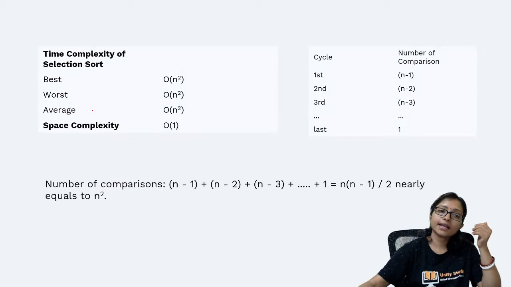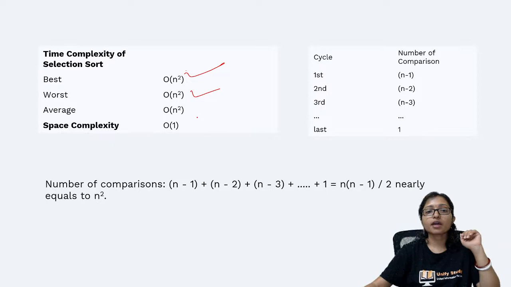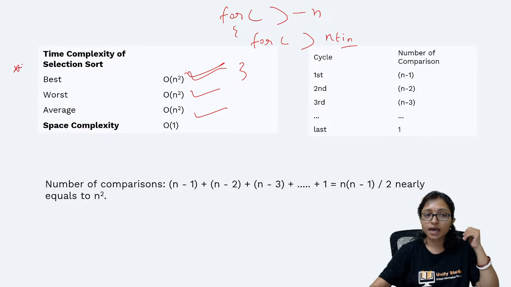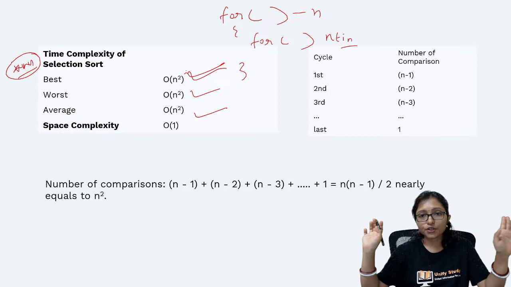Best case also n square. Worst case also n square. Average case also n square. Because of 2 for loops, the outer for loop and the inner for loop. This is always working n times, and this is also working n times, and that's why it will be n square. And the complexities are very, very important. Clear? Clear to everyone? Simple one?